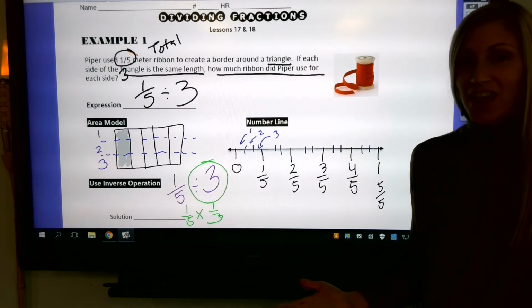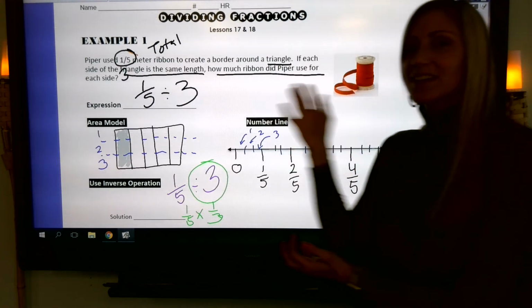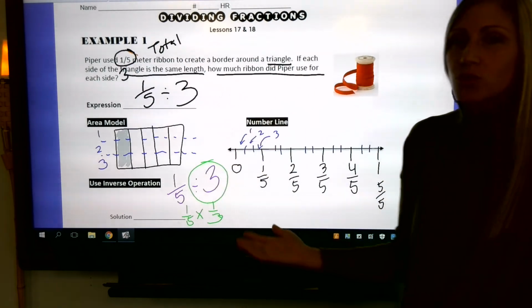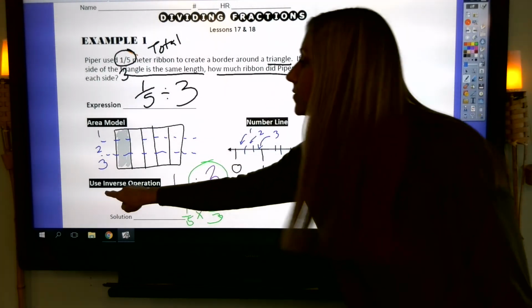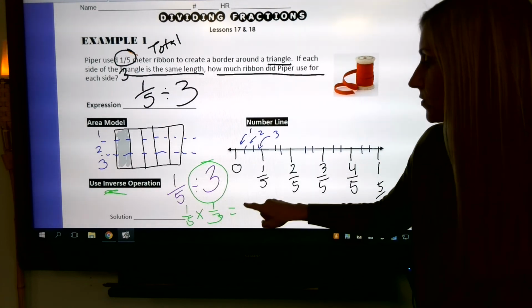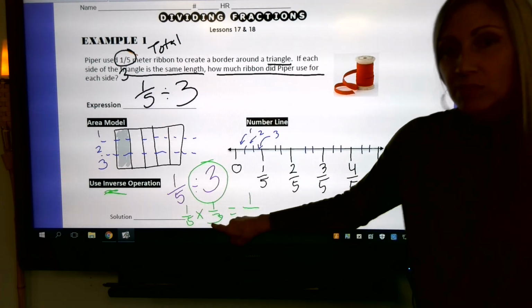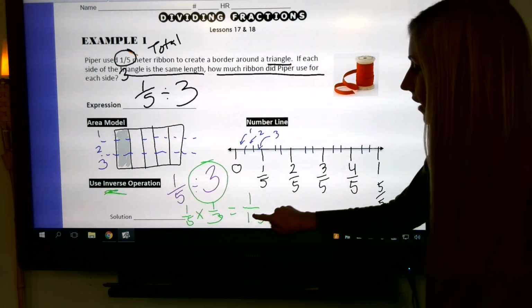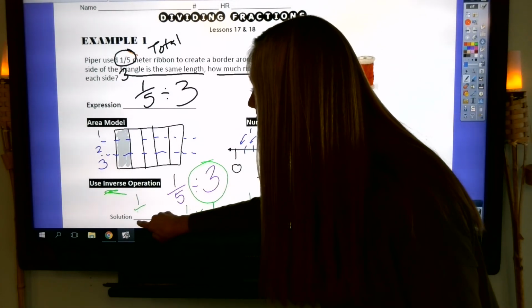Now we have multiplying fractions. We're essentially taking a division of fractions and making it into a multiplication problem if we use the inverse method. And then we can just multiply straight across. So 1 times 1, 1. 5 times 3, 15. The answer is 1/15.